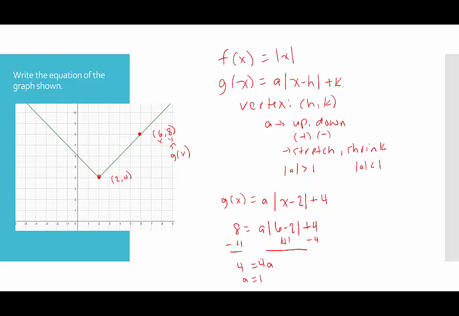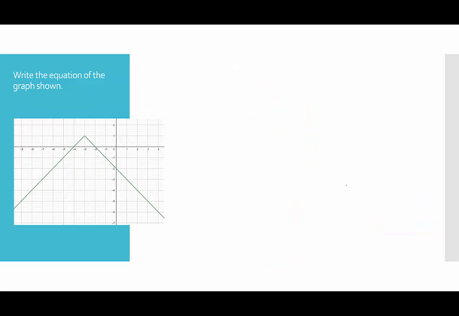as promised. So now we can write this equation as g of x equals the absolute value of x minus 2, plus 4. We don't need to put the 1 in front of the absolute value. You can if you want, but it's simpler to not, and usually simpler is better. So that would be our equation.